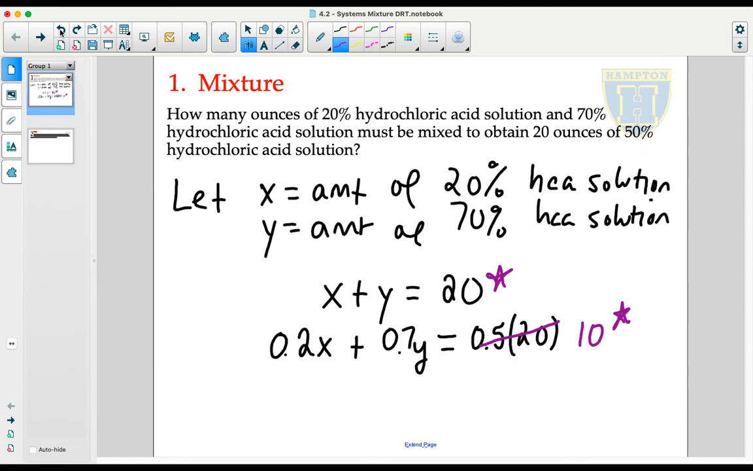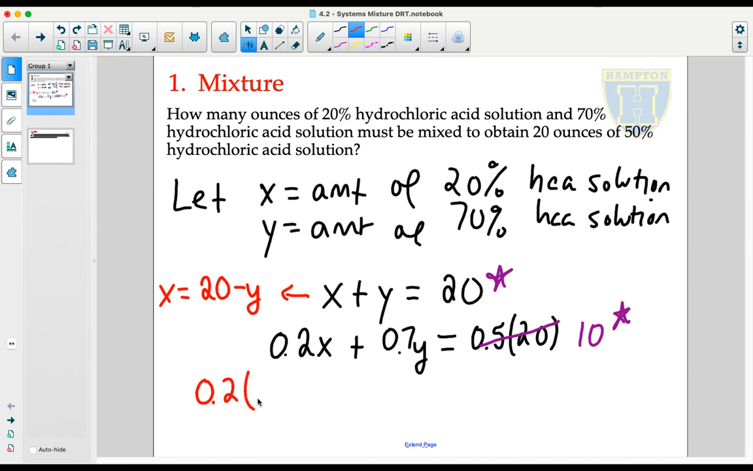Now we have a system that we can solve. While these are both written in standard form, you might discover that it's a little bit easier for questions that look like this to solve them with substitution. It saves you from having to multiply one of the equations by a decimal. Yes, you're going to have to do some decimal work down here, but it saves you from having to multiply this equation by a decimal, or this one by a whole number, and this one by another whole number. So we're just going to solve for one of the variables, and I chose X. So X is equal to 20 minus Y.